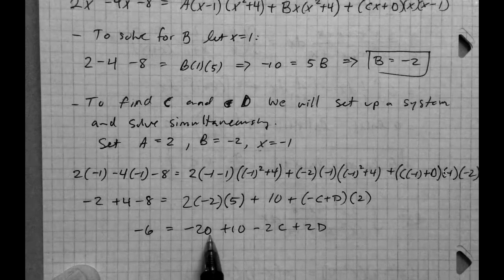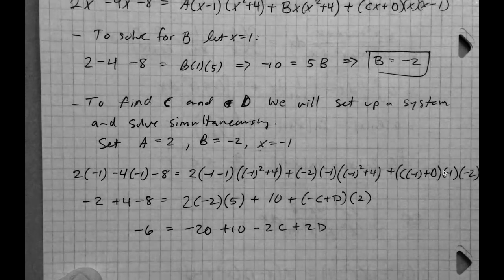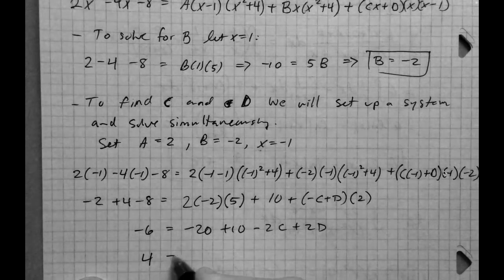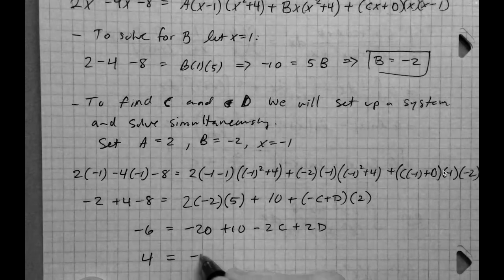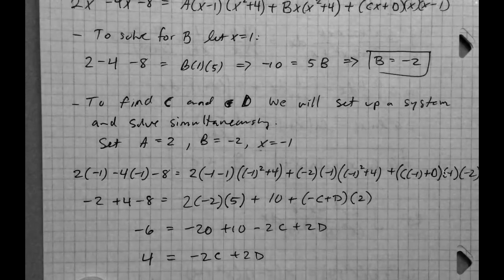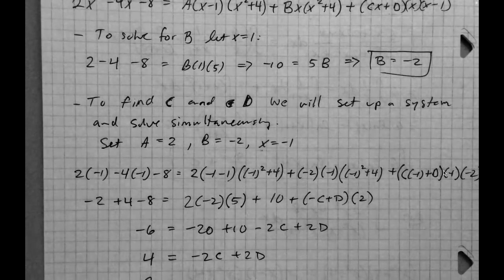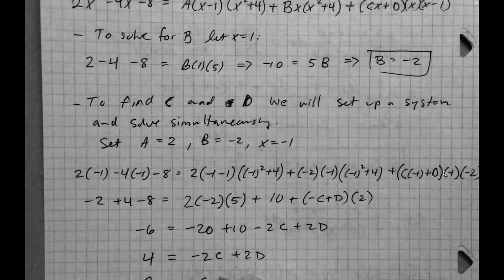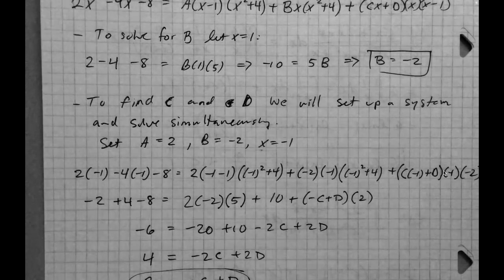All right, so bringing these things all together, what do we get? We get 4 equals negative 2c plus 2d. And so that means 2 is equal to negative c plus d, right? So there's our first equation.